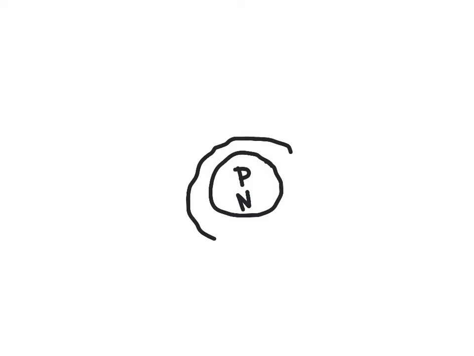First, a circle is drawn in the center to represent the nucleus. Then, the number of protons and neutrons is written inside the circle. Then, electrons are shown in the orbits.